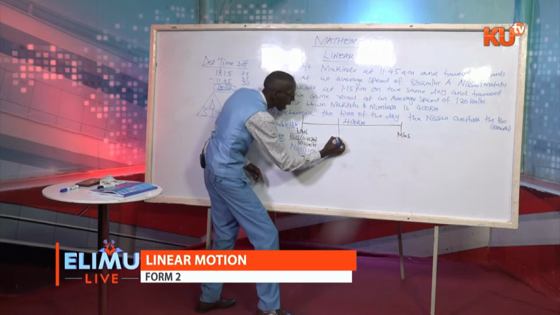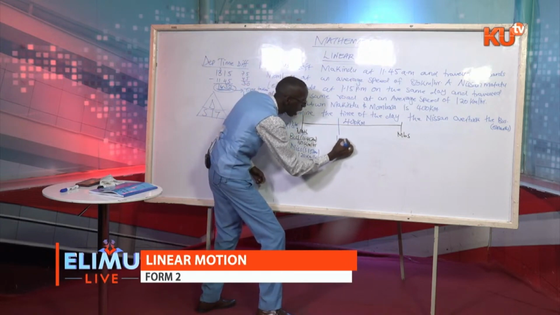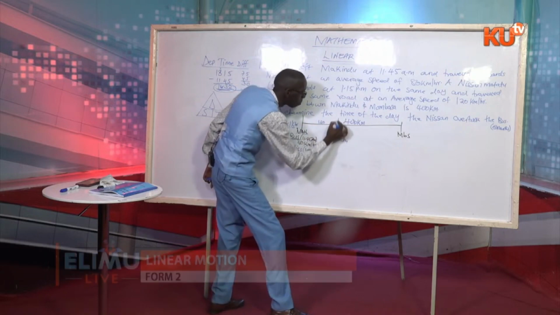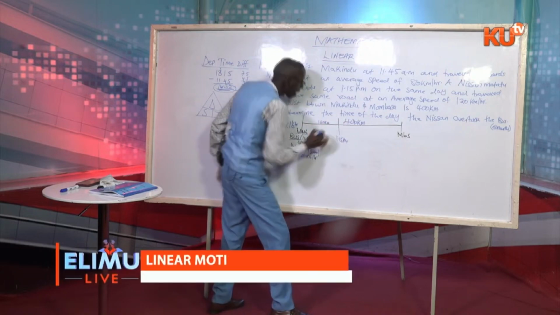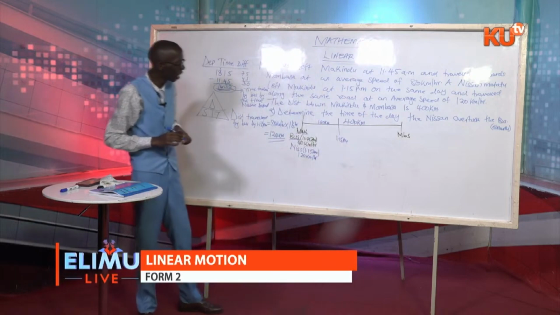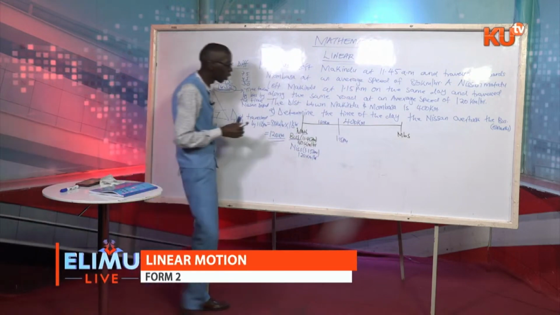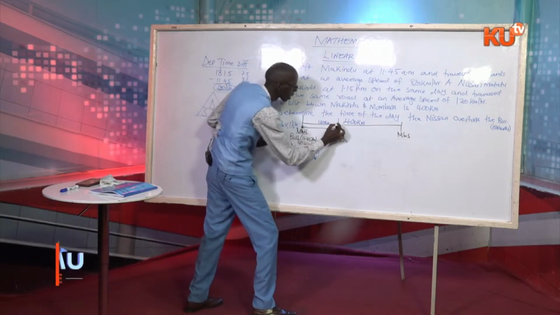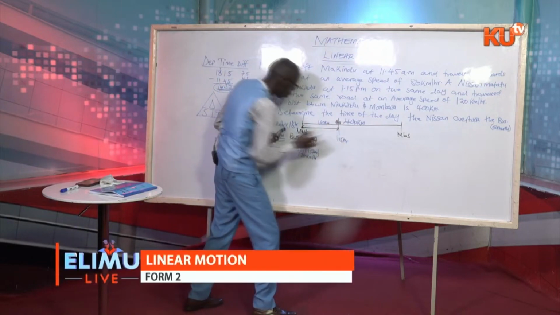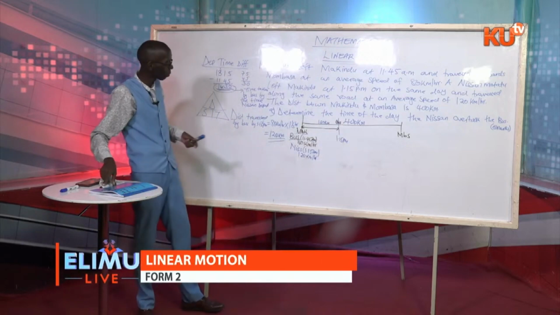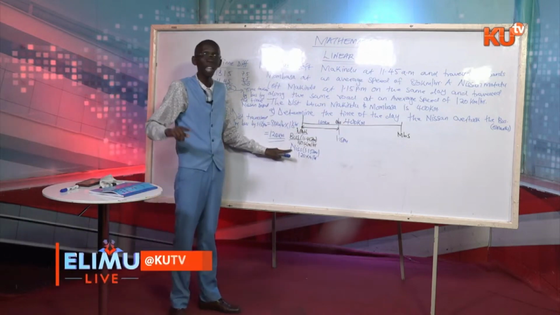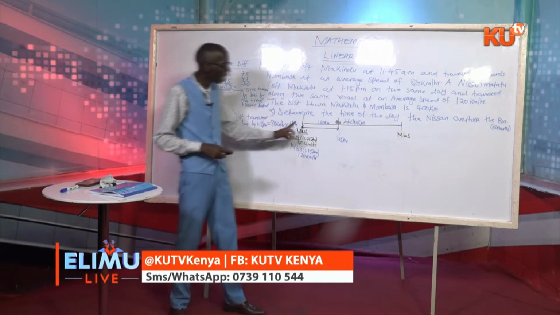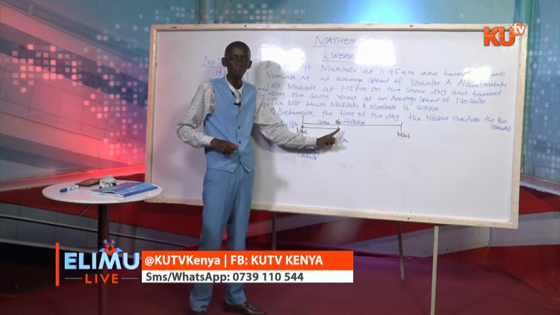That means that at 1:15 p.m. the bus had already traveled 120 kilometers. This is the bus. So when the Nissan was starting the journey at 1:15, the bus had traveled 120 kilometers.